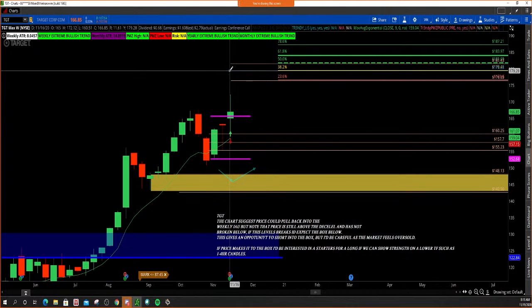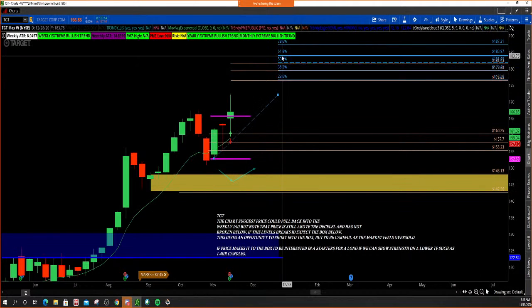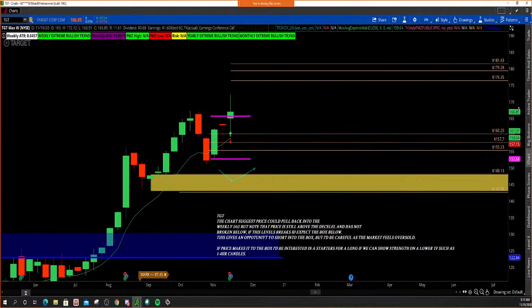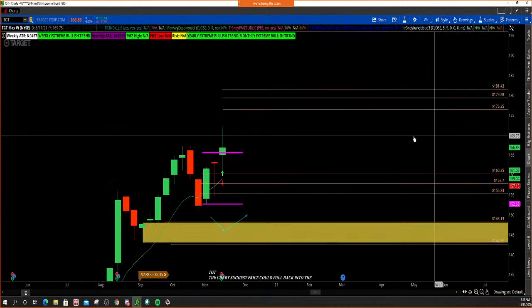You can use the 38. It's not a big deal. Really, the preference is based on your amount of time in a trade. The further we make these targets away, the longer the trade takes. So if you're a guy or girl that likes to trade only for a day or two, it wouldn't make sense for you to try to shoot for a 618% extension within a 2-day period. Just doesn't make any sense.